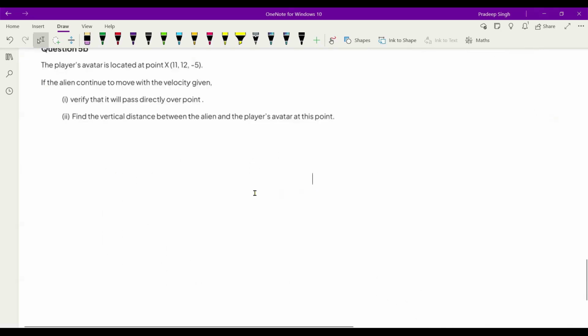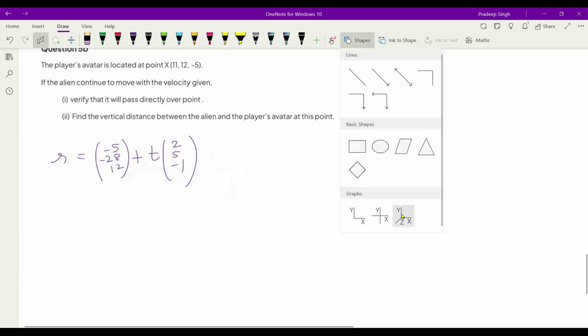In this question, it's mentioned the player's avatar is located at a particular point X. If the alien continues with the velocity given, verify that it will pass directly over point X. In the previous part of the question, we had found the vector equation of the line in which the alien is moving, which looks like this. Now, the question is to verify whether the alien will pass directly above the avatar.